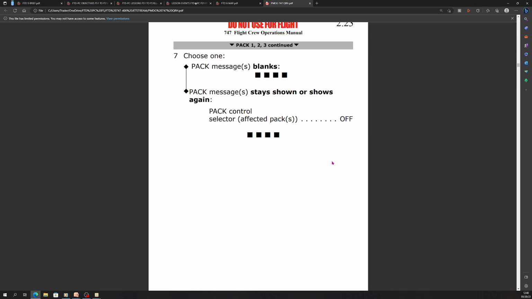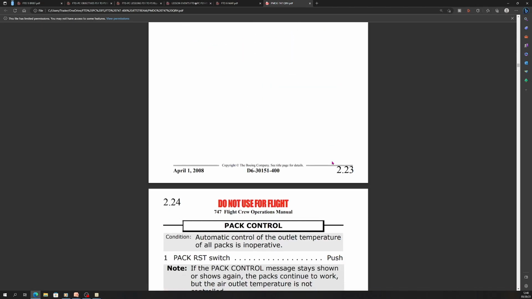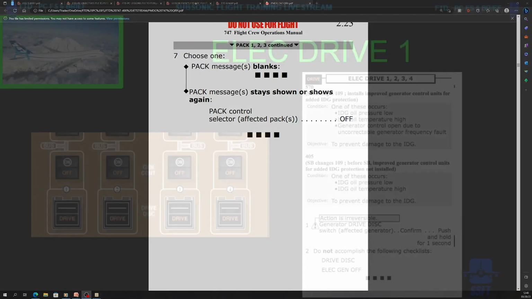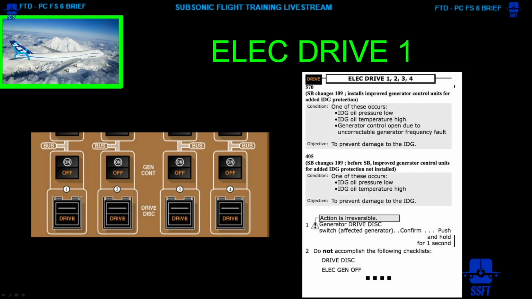You basically checked both controllers, tried to change to another one, tried to reset the one, tried to reset the other. If it doesn't work, turn the pack off. Whatever's causing the condition, we couldn't reset it. So now the pack is inoperative at that point. So we'll do that procedure instead of that one.